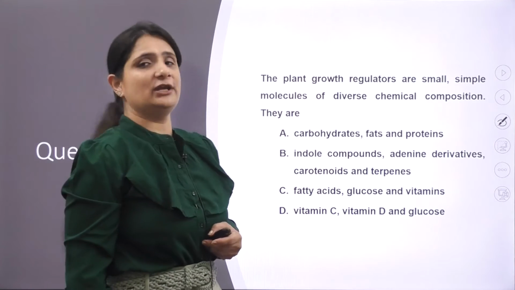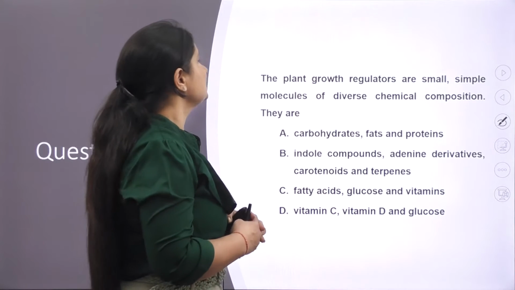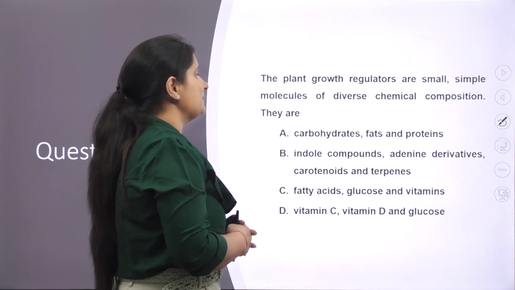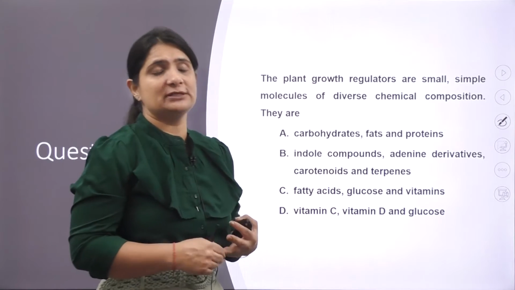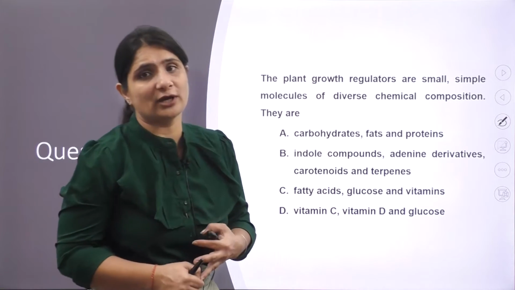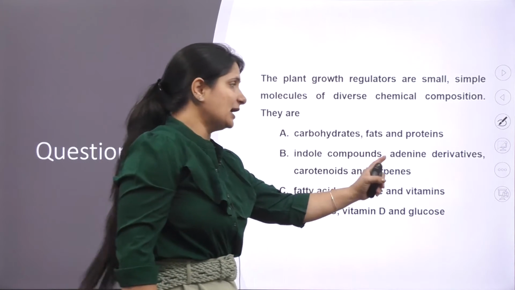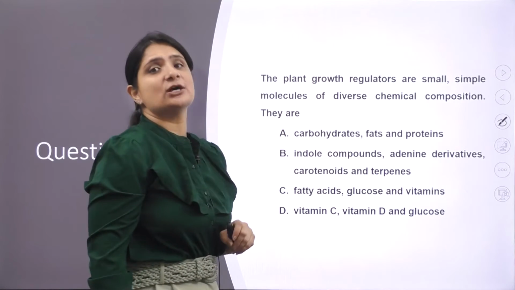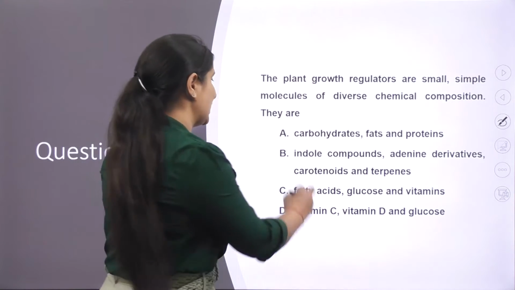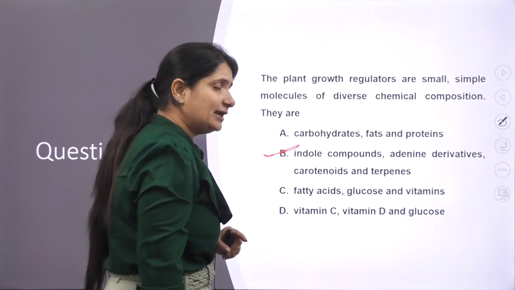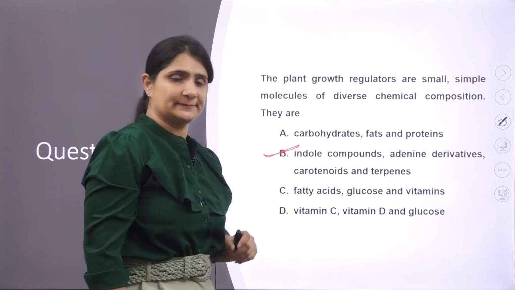The plant growth regulators, जो हम plant hormones की बात करते हैं या phytohormones भी जिन्हें कहा जाता है, are simple small molecules of diverse chemical composition. तो इनकी chemical composition कैसी है? So remember, जितने भी हमारे plant hormones हैं, auxins हैं, gibberellins, cytokinins, even ethylene, etc. So these are either indole compounds, adenine derivatives, terpenes और carotenoids. So chemical composition phytohormones की अलग अलग है. They can be indole compounds, they can be adenine derivatives, carotenoids और terpenes. So option B is the right answer.